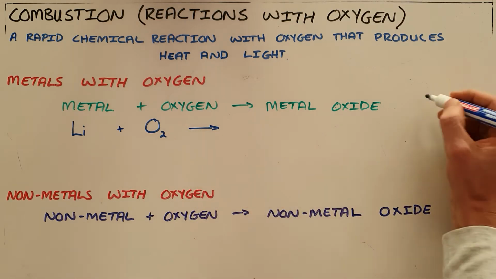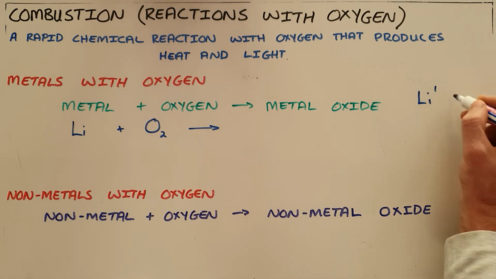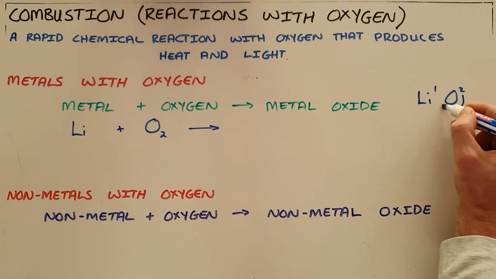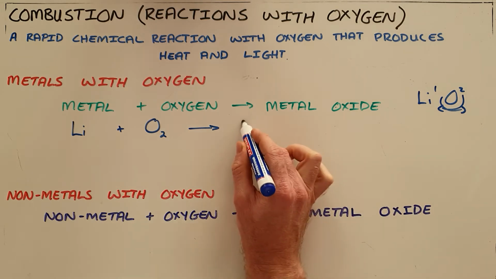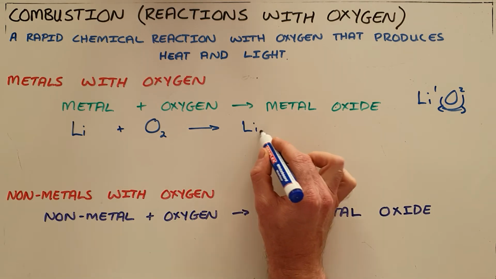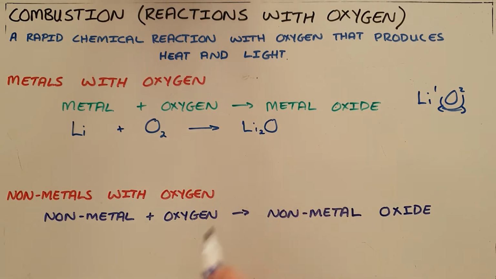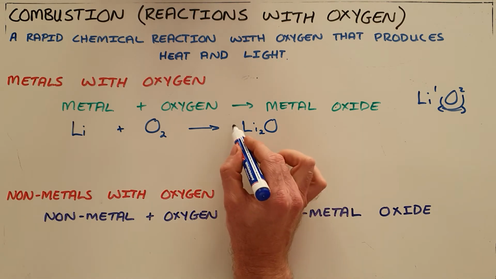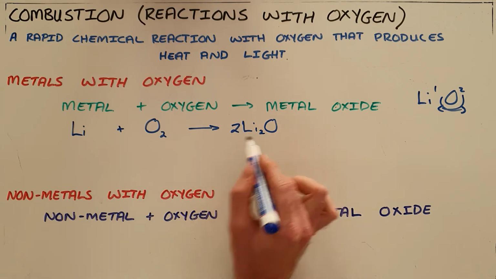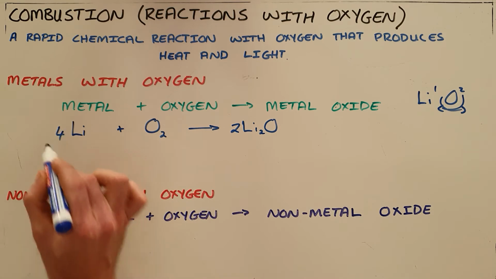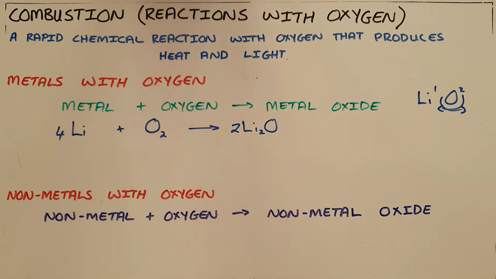And we know that since lithium has a valency of 1 and oxygen has a valency of 2, this is going to form Li2O. In order to balance this, we know that we need to put a 2 here, so that means that there are then 4 lithium atoms and 2 oxygen atoms.